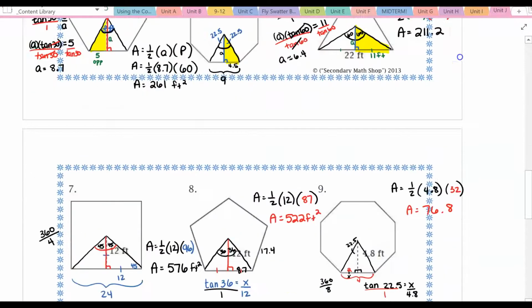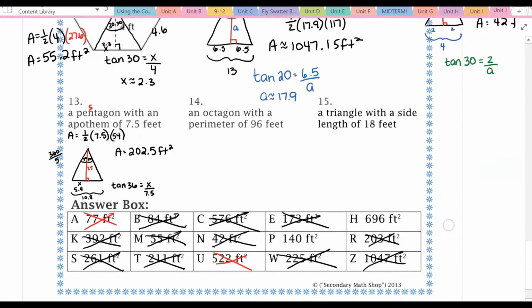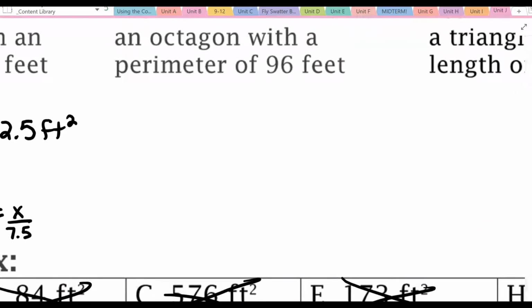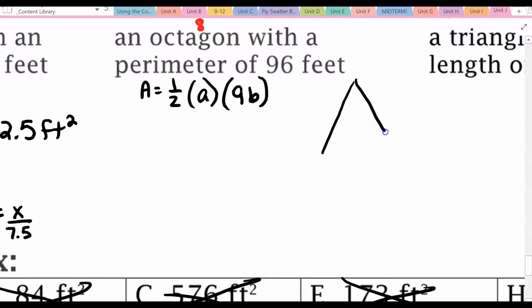Okay, we're getting close to the end. Number 14. An octagon, so we're dealing with 8 sides with a perimeter of 96, so I know right away in my formula, 1/2 times the apothem times 96. So we're going to use the perimeter to find the apothem. We draw out a single central angle. We know the apothem goes straight down the center of it in a perpendicular direction.